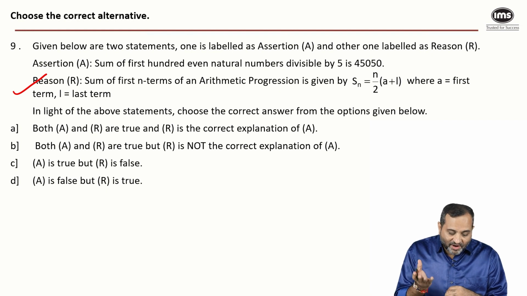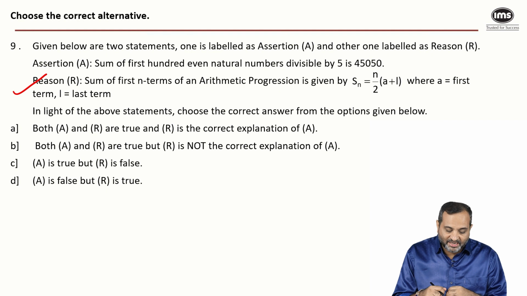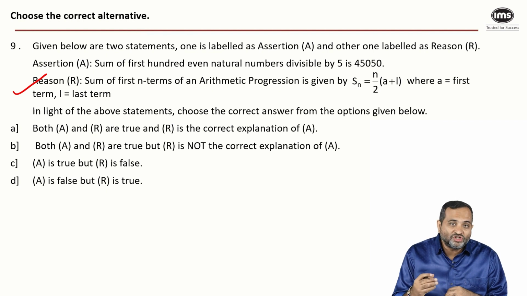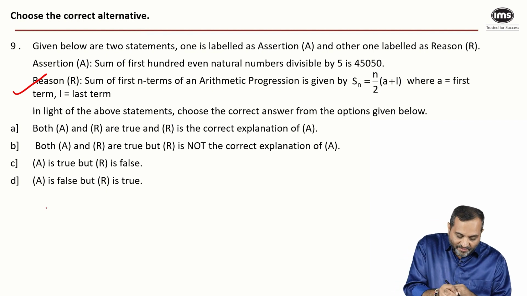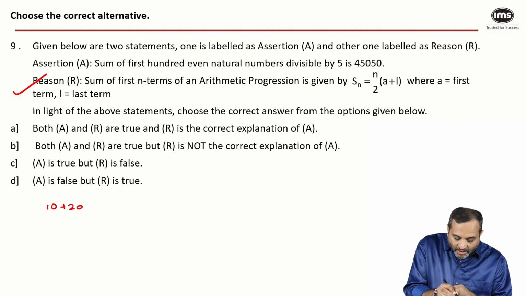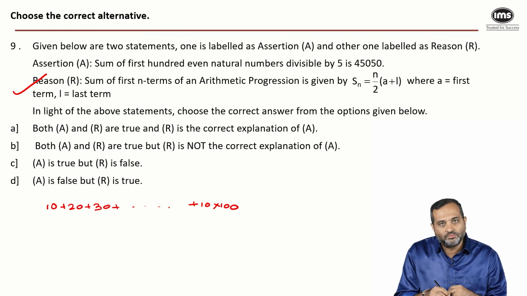Now let's see whether my assertion is right or wrong. So let's look at the data. It says sum of first 100 even natural numbers divisible by 5. Which is the first even natural number divisible by 5? Can I say 10? The next number will be 20. The next number will be 30. Going on till I want the 100th number. So can I say it will be 10 into 100, which is 1000?